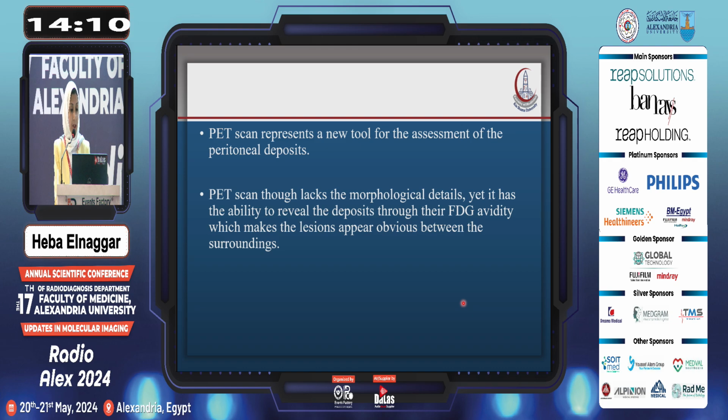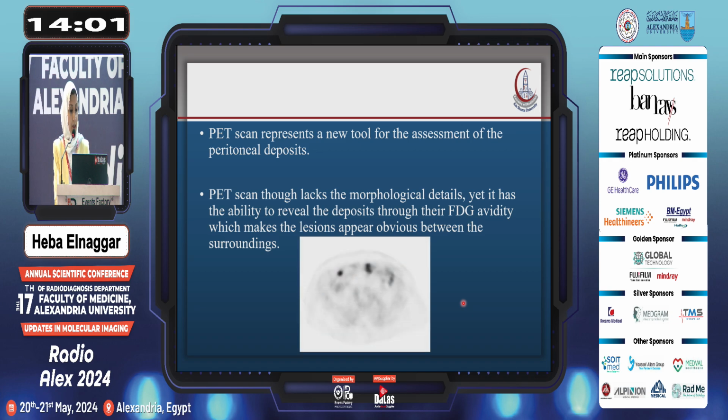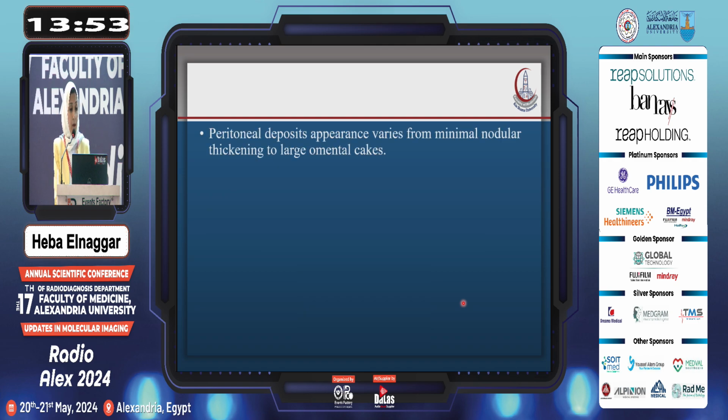yet it has the ability to reveal the deposits through their FDG avidity, which makes the lesion appear obvious between the surroundings. As we can see here in this MIP image, the peritoneal deposit is obvious and clear with its avidity and FDG uptake. Peritoneal deposits appearance varies from minimal nodular thickening to large omental cake.